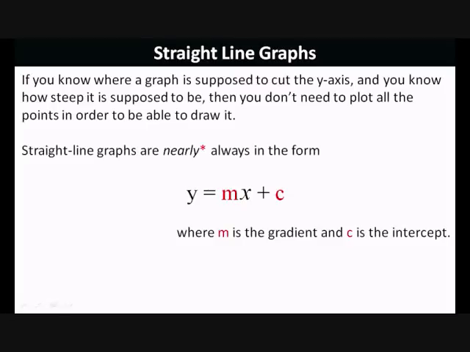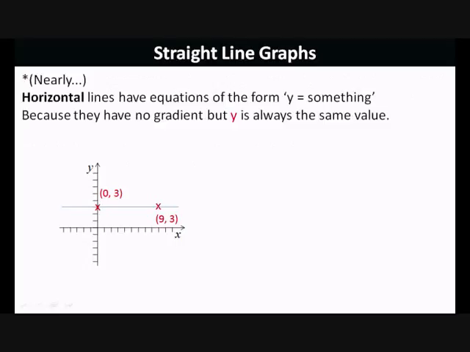And straight line graphs are nearly always in this form: y equals mx plus c. Y equals something times x plus something else. And the number in front of x, which I've called m, affects the gradient, and the plus something on the end affects where it cuts the y-axis, the intercept in other words. I said nearly because horizontal and vertical lines have their own types of equation.